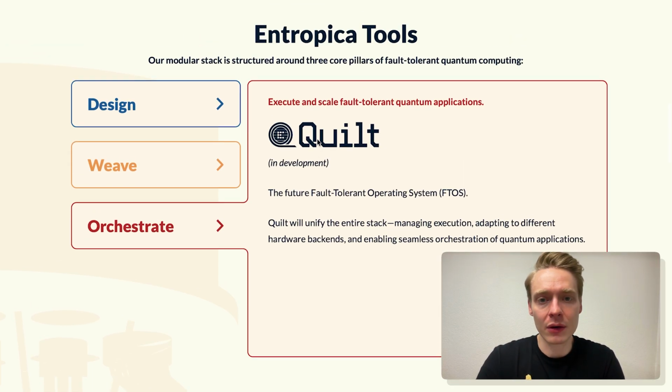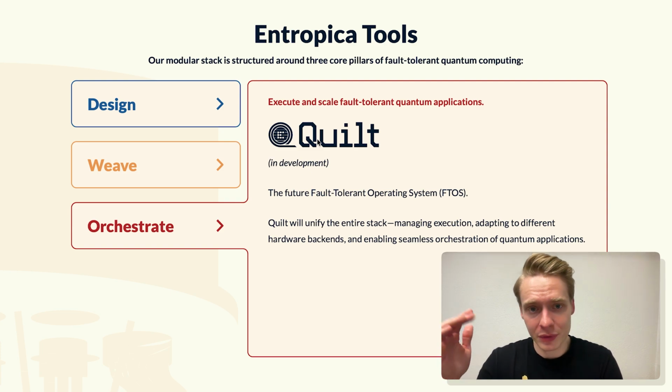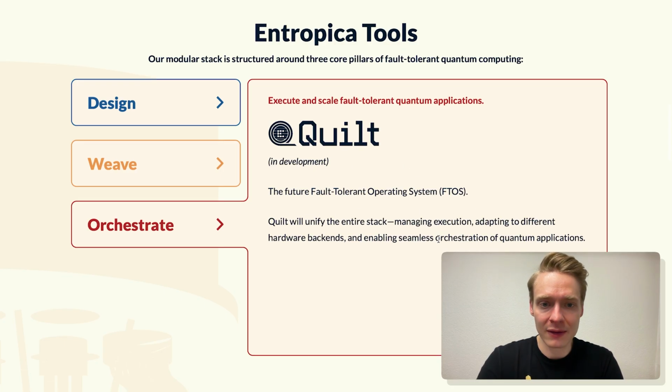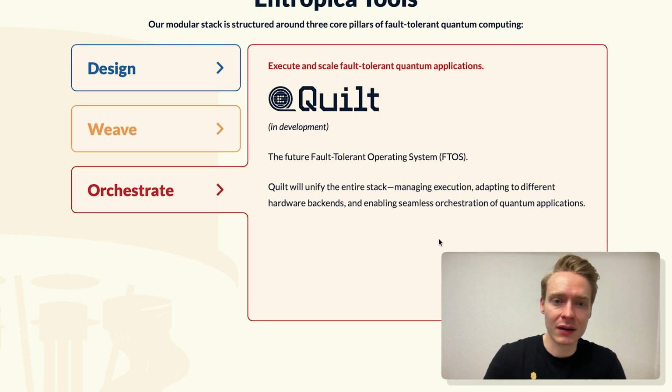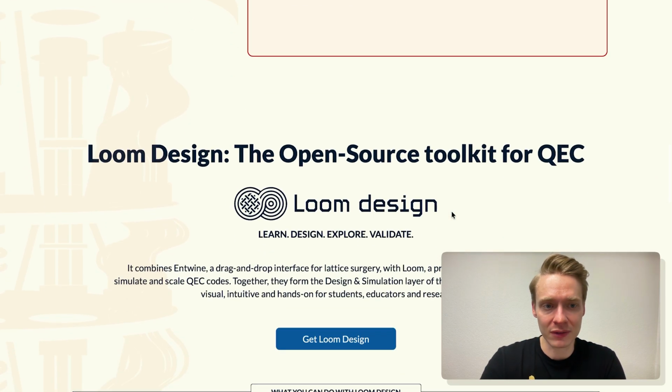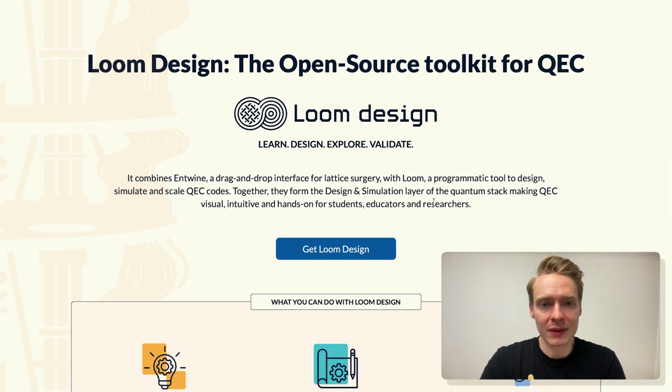And then finally, there's the orchestration layer. That's going to be, let's say, the operating system, right? So execute and scale fault-tolerant quantum applications, QILT, in development. The FTQC OS, QILT, will unify the entire stack, manage execution, adapting to different hardware backends and enabling seamless orchestration of quantum applications. And then there are some points here on Loom design again.